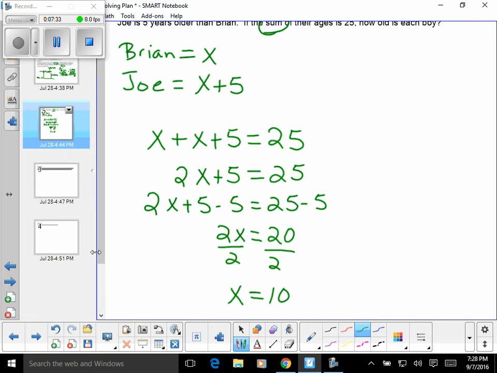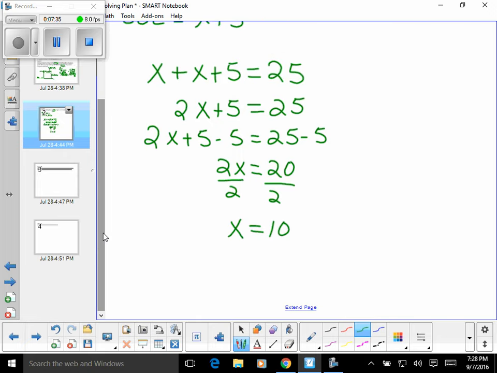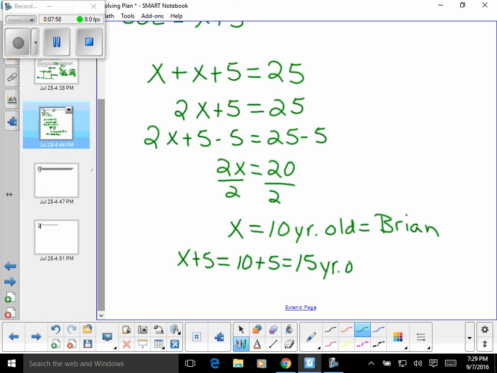Now, X is Brian's age. So X is 10 years, and that's Brian. But the question says, how old is each boy? So X plus 5 has to be 10 plus 5, which equals 15 years old, which is then Joe's age.